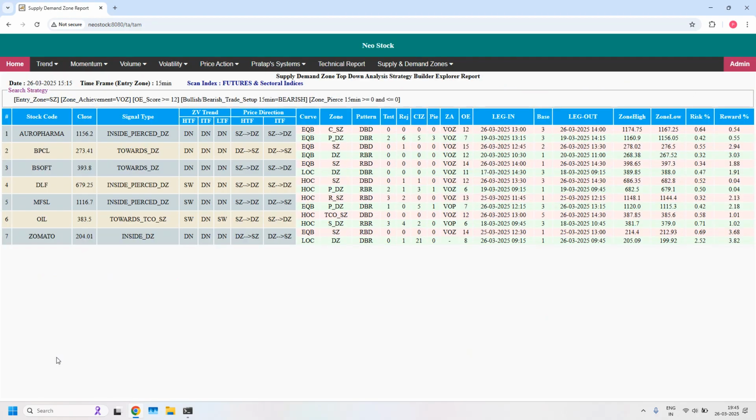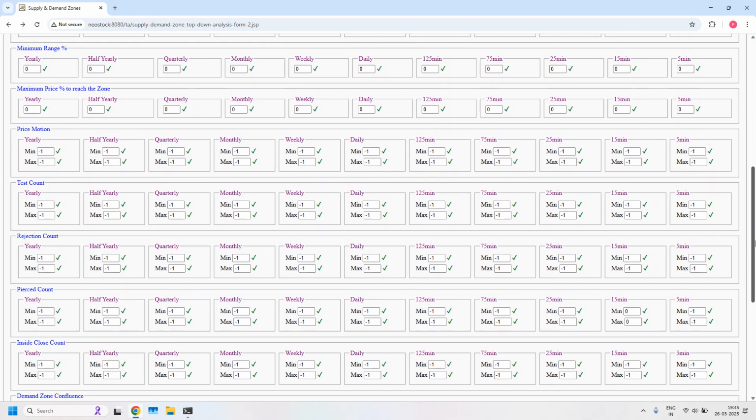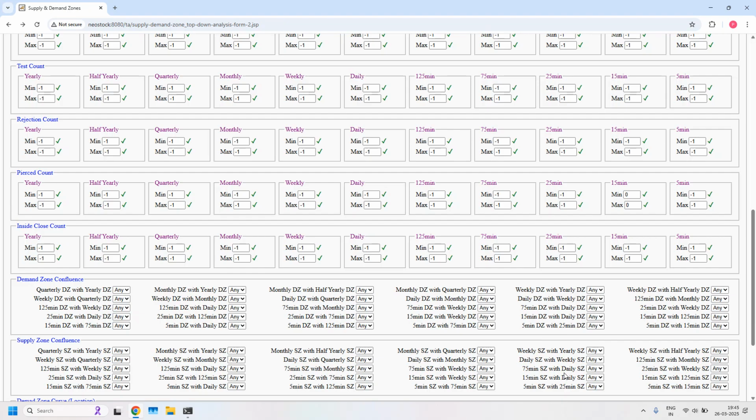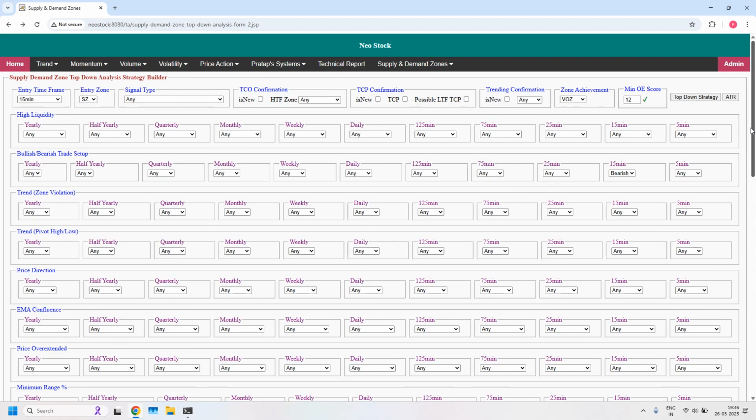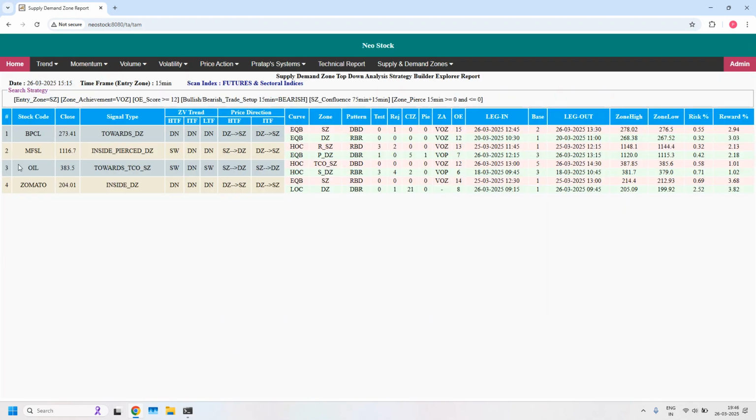With these filters, we got 7 stocks. These 7 stocks are currently supporting the bearish trade setup for daily income trade. Let us verify out of these 7, how many have even higher probability of success. So let us filter based on zone confluence. First filter, LTF, ITF supply zone confluence, that is 15 minutes and 75 minutes supply zone confluence. I enable the filter. With this filter, we got 4 stocks.